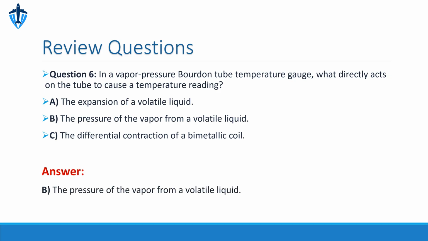This type of gauge uses a volatile liquid in a sealed system. When the temperature at the sensing bulb increases, the liquid vaporizes, creating more vapor and thus increasing the vapor pressure inside the system. This rising pressure is transmitted via a capillary tube to the Bourdon tube, causing it to straighten and move the pointer. The key is that it is the vapor pressure, not the liquid's expansion itself, that directly acts on the Bourdon tube mechanism. This distinguishes it from the mechanical action of a bimetallic strip, which is option C.